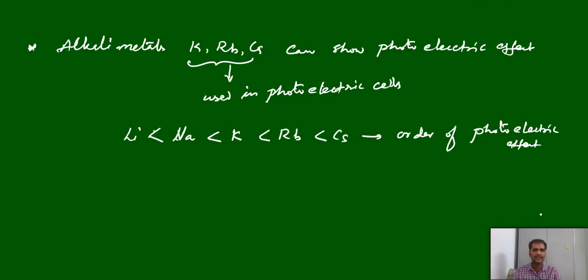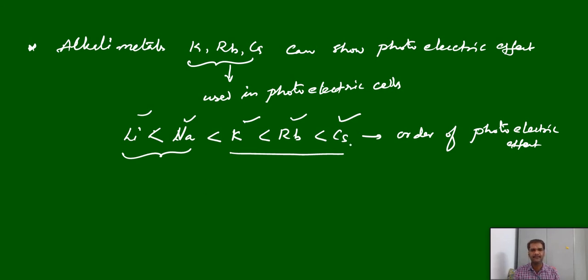In the order of the photoelectric effect, cesium can show the photoelectric effect more effectively than rubidium, potassium and sodium. Lithium and sodium have high ionization energy values compared to potassium, rubidium and cesium. So mostly we will use these three elements. Anyhow, in examination they will give the particular values of the ionization potential of cesium, rubidium and potassium. They will ask you which metal can show the photoelectric effect by supplying some energy.